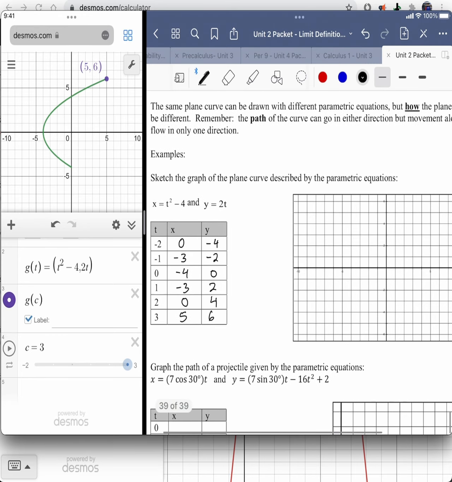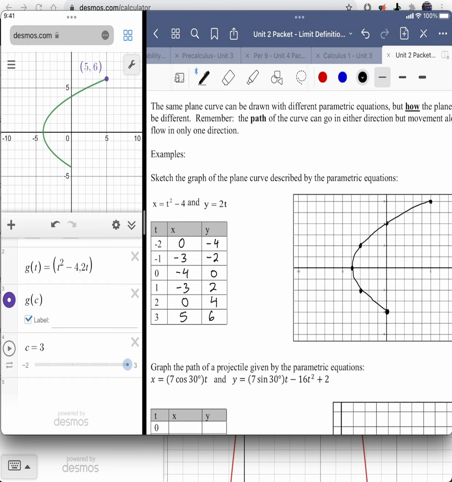So on the graph grid, I just plot those points. X value 0, y value -4. X value -3, y value -2. -4, 0. -3, 2. 0, 4, 5, going up to a 6. All right, so I draw my curve best I can.